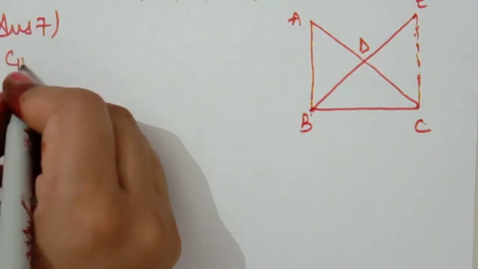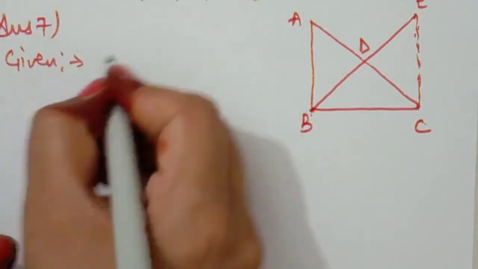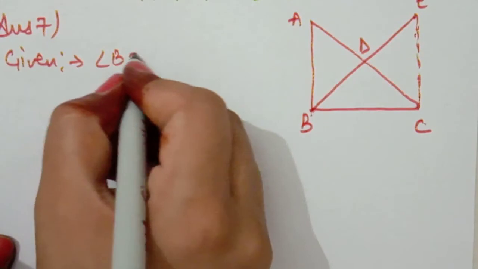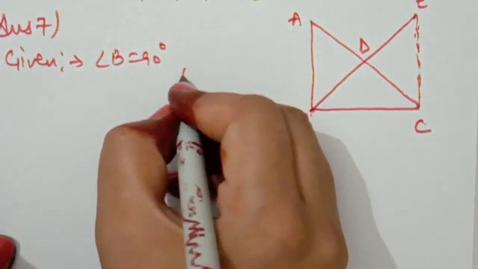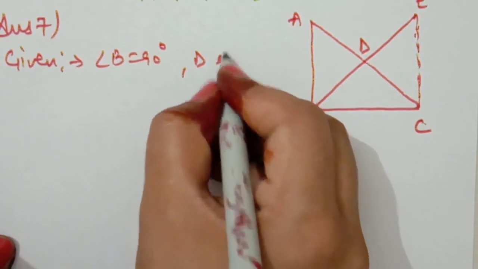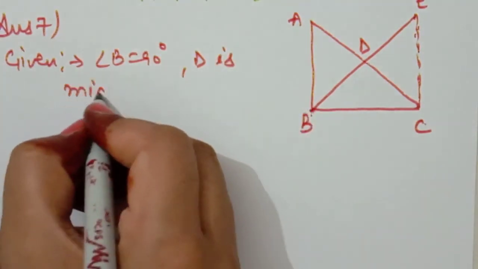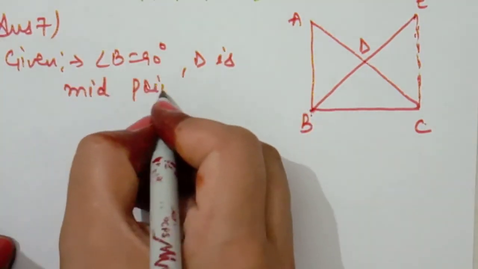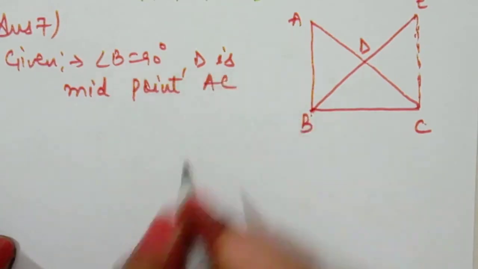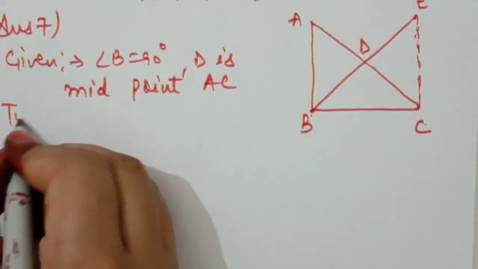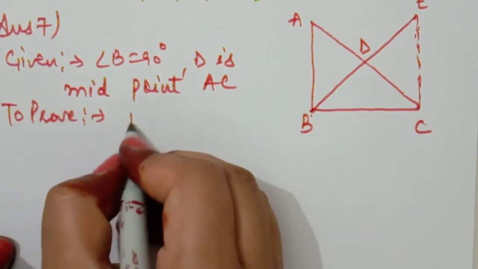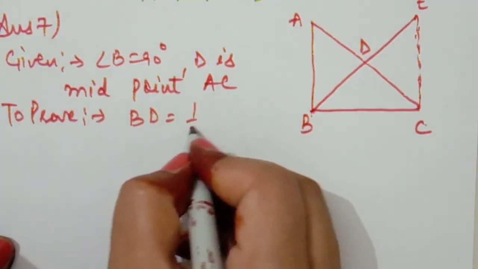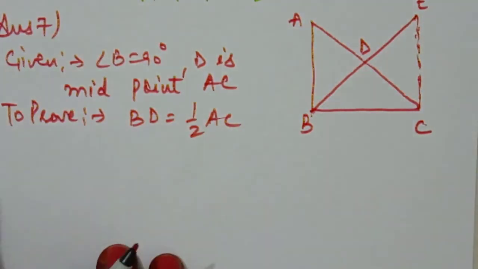So first of all, what is given to us? We have a right angle triangle. So angle B is 90 degrees according to our triangle, and D is the midpoint of AC. D is midpoint of AC. To prove is BD is equal to half of AC. We have to prove this.